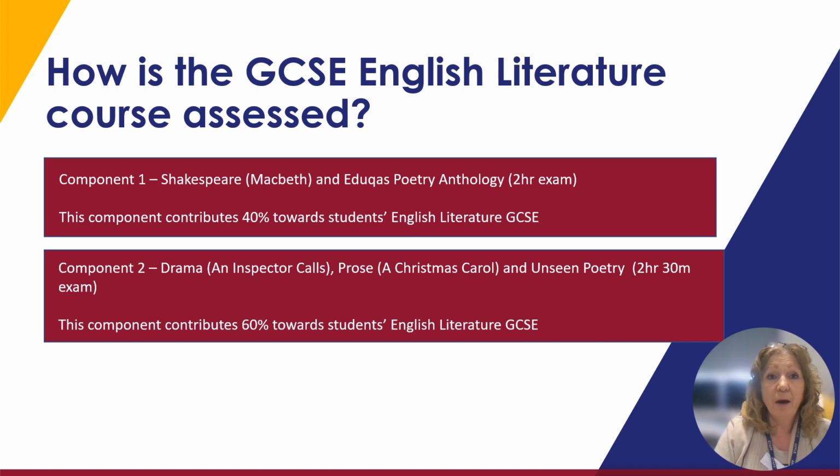For Section B, for the Poetry, students are provided with one poem and they answer a question, and then they answer a second question where they make comparisons to another poem they have learned. And that is worth 40% of their overall GCSE literature.